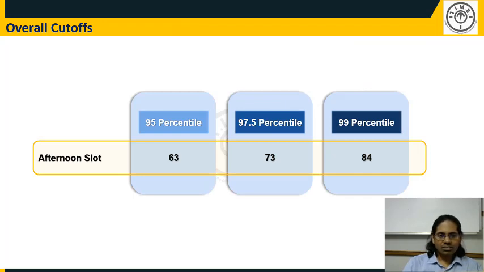Coming to the overall cutoffs, in the afternoon slot, a score of 63 will come to around 95 percentile, while a score of 73 will come to around 97.5 percentile, while a score of 84 will come to around 99 percentile. What this implies is that it is a tougher paper than CAT last year, and also that the difference in marks is quite low. Basically, 63 and 73 is only 10 marks difference, and 73 and 84 is only 11 marks difference. So if you just answer 4 questions correctly, you will jump from 95 to 97.5. Another 4 questions, you will jump from 97.5 to 99.